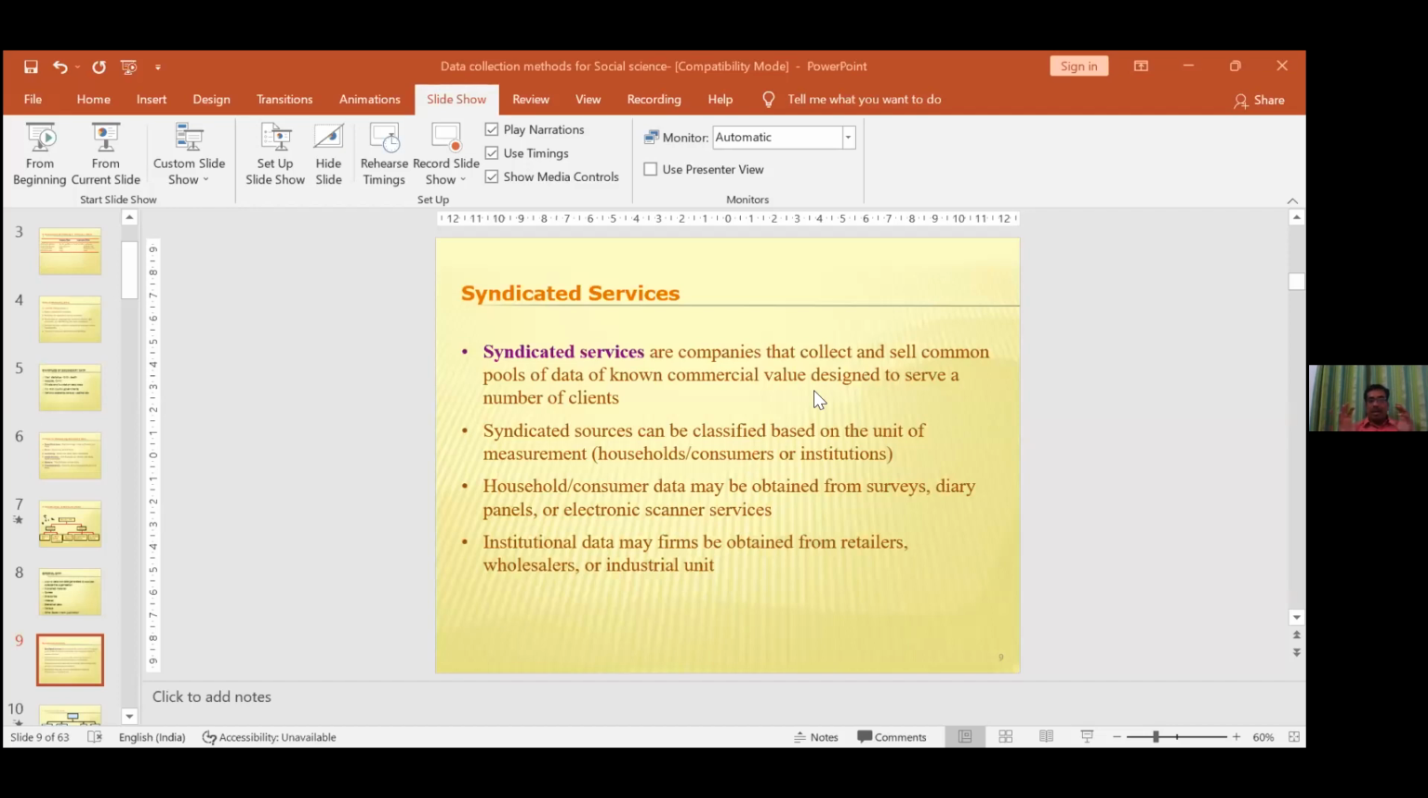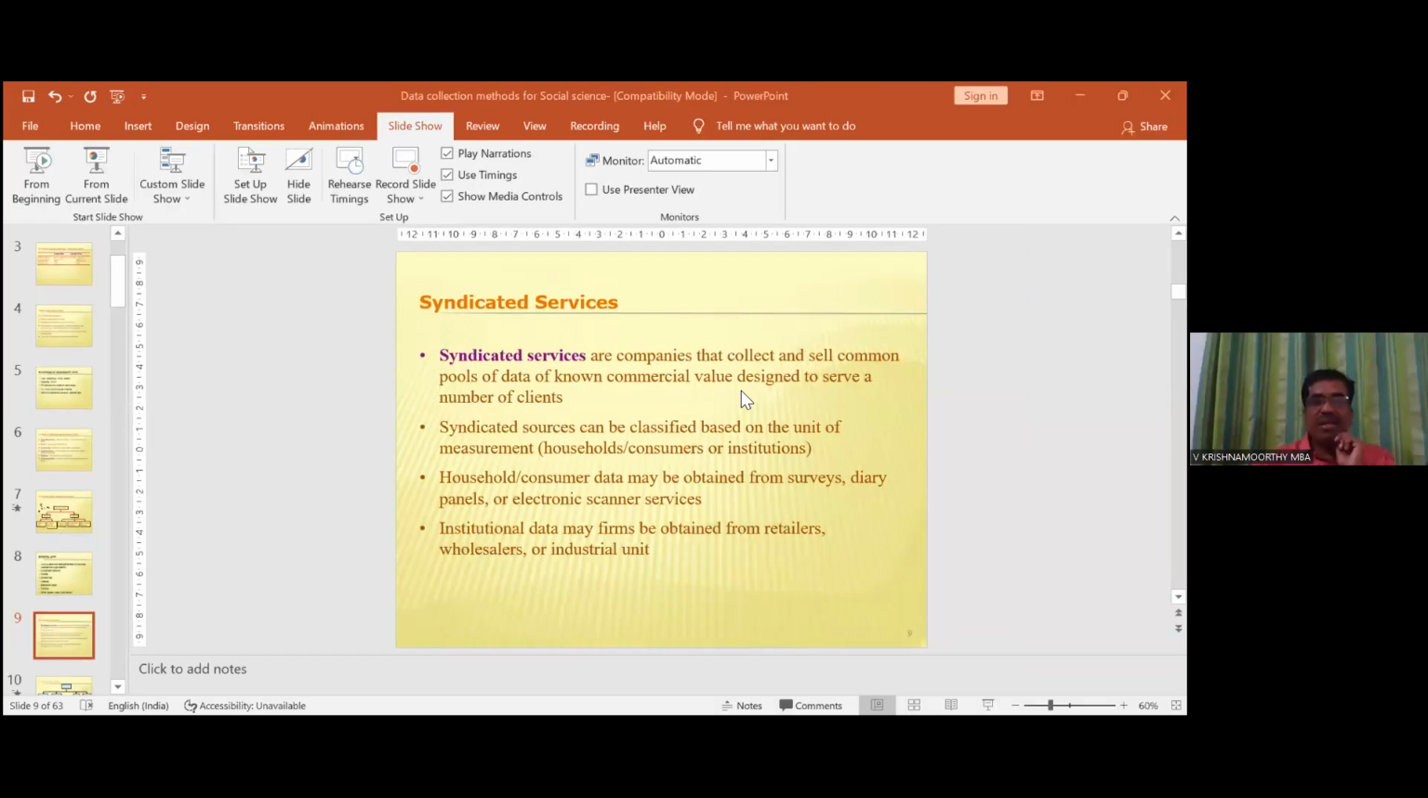Syndicated data means they may collect it. Let's take a private organization, and their main intention is to sell the data. They might collect this kind of data from different sources, and they will sell it. Okay, even let's take Probus. Probus is the best example for a syndicated database.